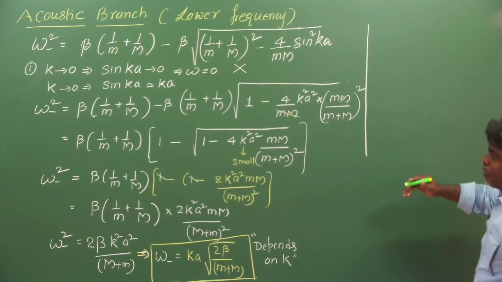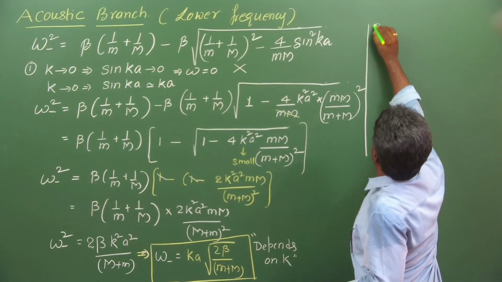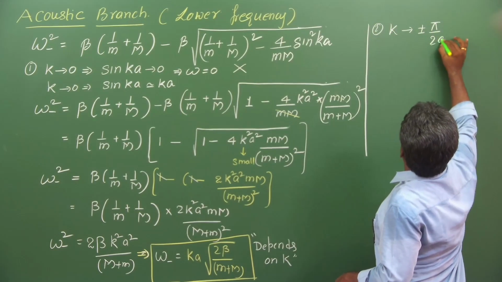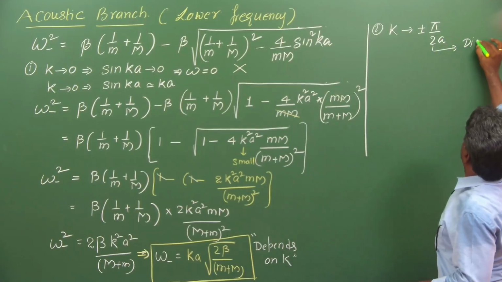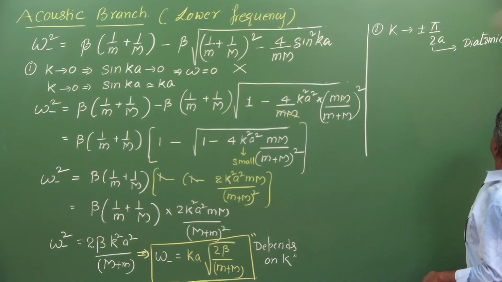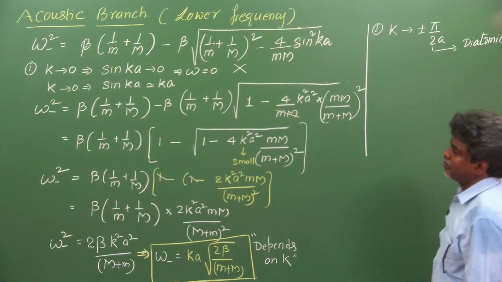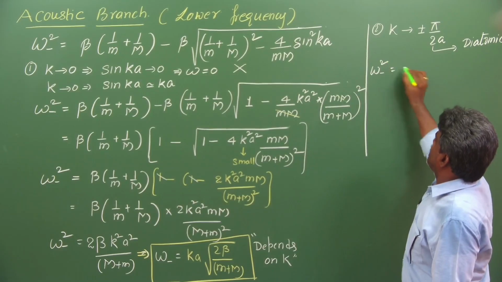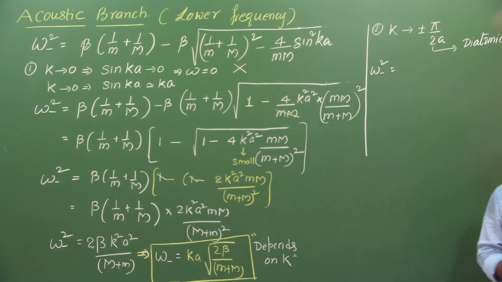Now take the zone boundary. I hope I need not explain this. K tends to plus or minus π by 2a. This 2 is because of the diatomic lattice. Same thing, substitute omega minus squared. I hope you are copying.